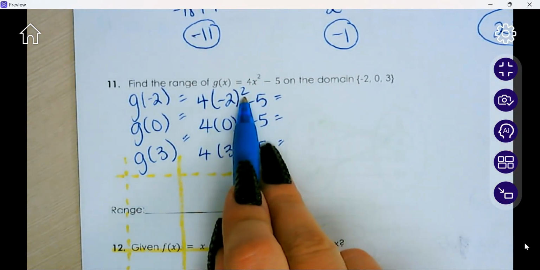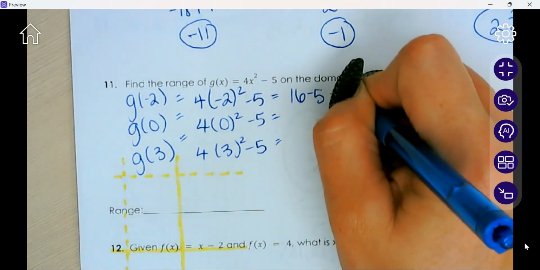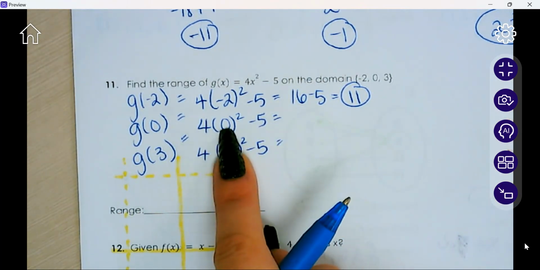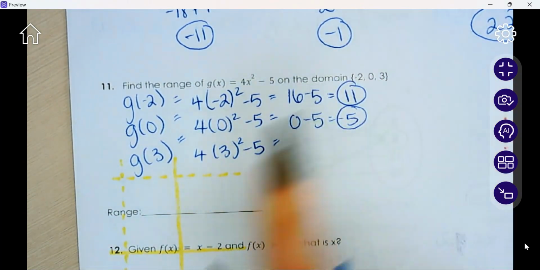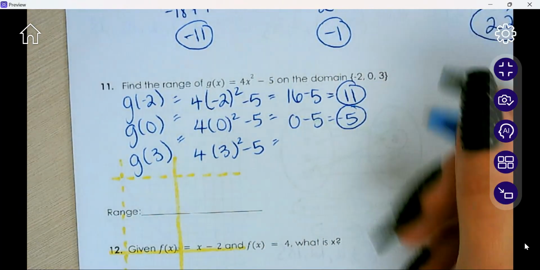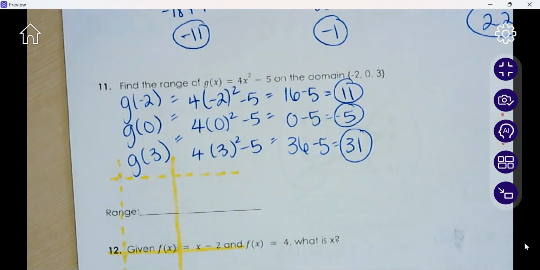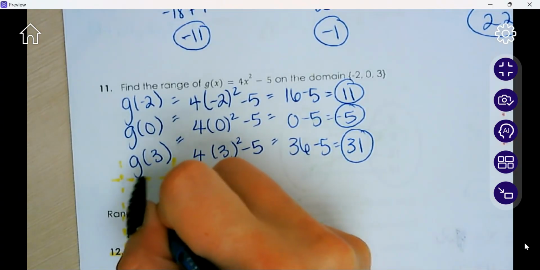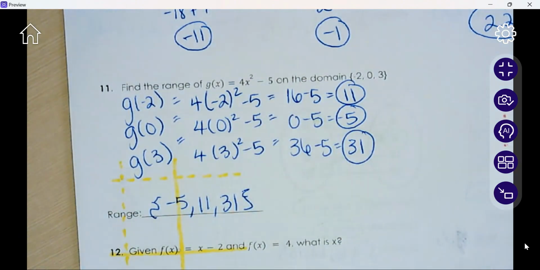So -2 squared is 4. 4 times 4 is 16. And then 16 minus 5 is 11. 4 times 0 squared, that's just 0 times 4 is 0. Minus 5 is -5. 3 squared is 9. 4 times 9 is 36. And it gives us 31. Okay, you want to order the range least to greatest just like we did up here. So -5, 11, and 31.